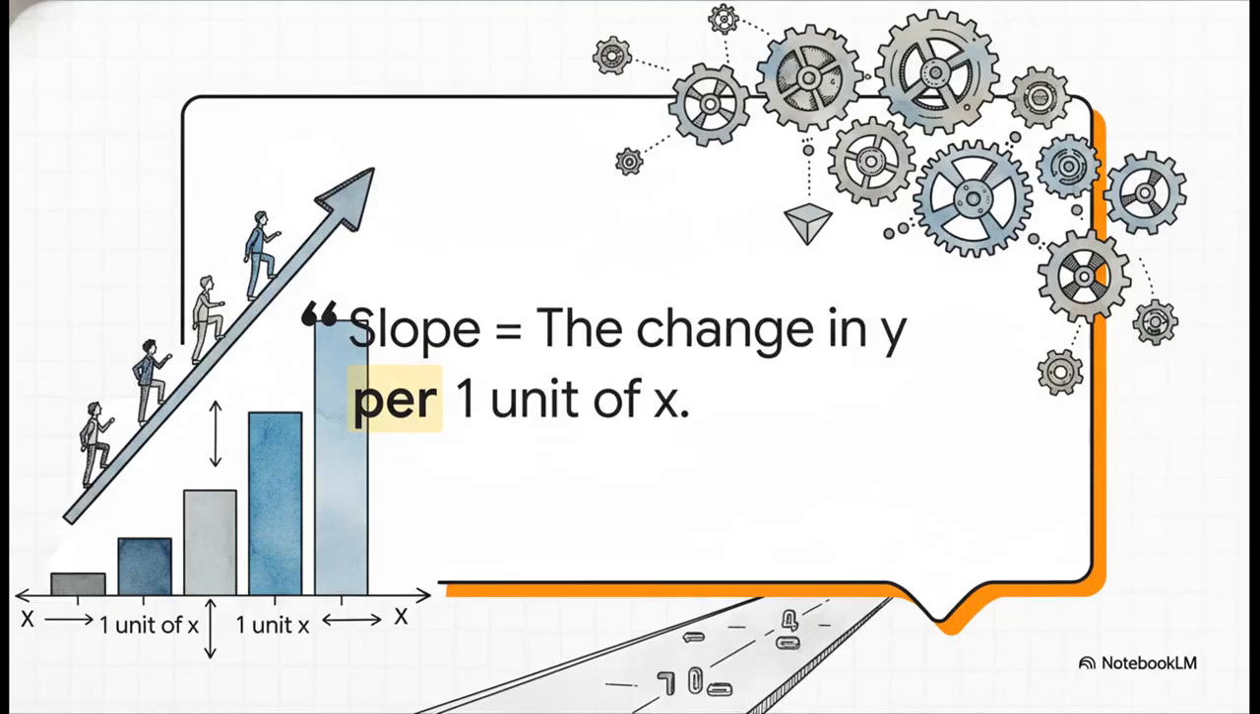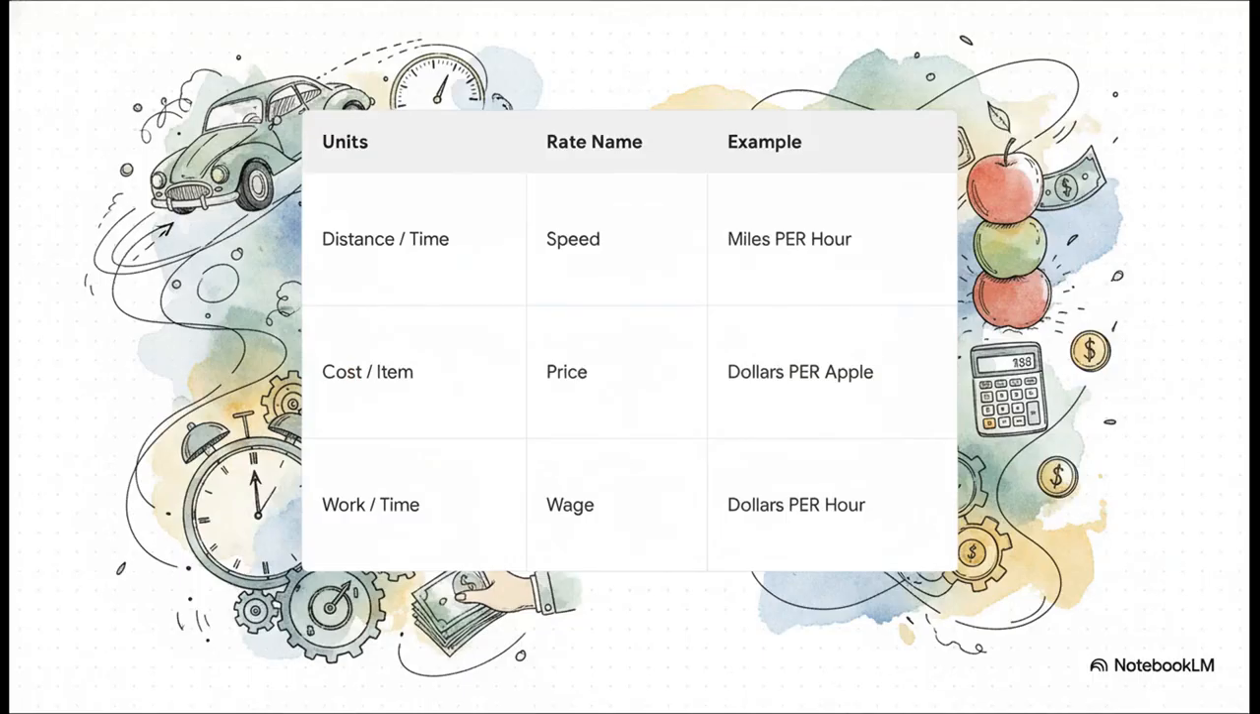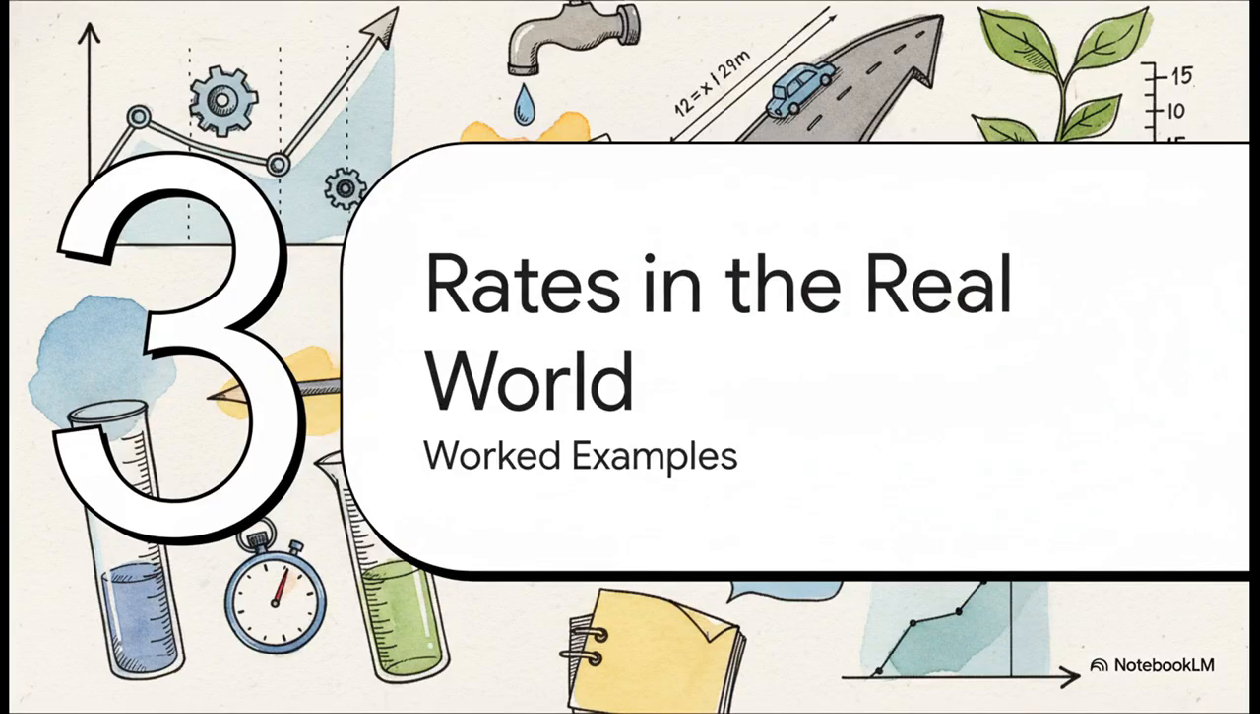So let's reframe how we think about this. We're not just finding a number anymore. We're finding out how much the y thing changes for every single 1 unit of the x thing, the change in y per 1x. And you already use this concept all the time without even thinking about it. Your speed? That's just a rate of change, miles per hour. The price of something at the store? That's a rate, dollars per apple. Your paycheck? Dollars per hour. See? It's literally everywhere.